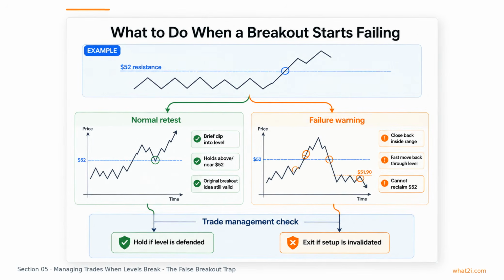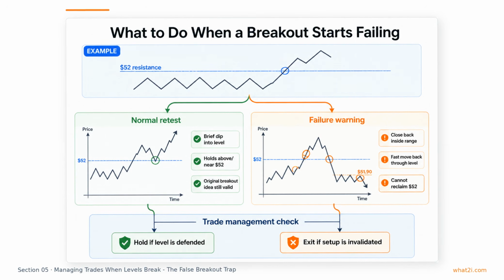Even a confirmed breakout can start to fail after you enter, so trade management still matters. A brief dip back into the level may be normal, especially during a retest, but a close back inside the old range is a more serious warning because it suggests the market is no longer holding the breakout area. A fast move back through the level can be an even clearer signal that the idea is breaking down. If the setup is invalidated, exiting is usually the disciplined choice. Managing a trade well means asking whether the original reason for entry is still true.